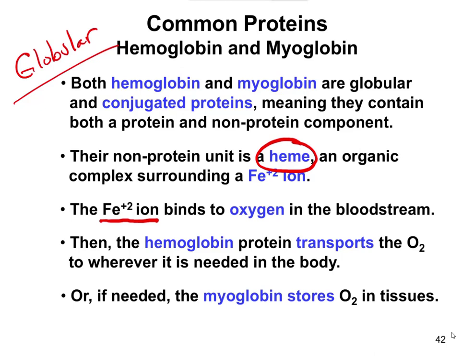Myoglobin is very similar to hemoglobin, except it stores oxygen. In other words, myoglobin has a different quaternary structure than hemoglobin. So hemoglobin has 4 subunits.